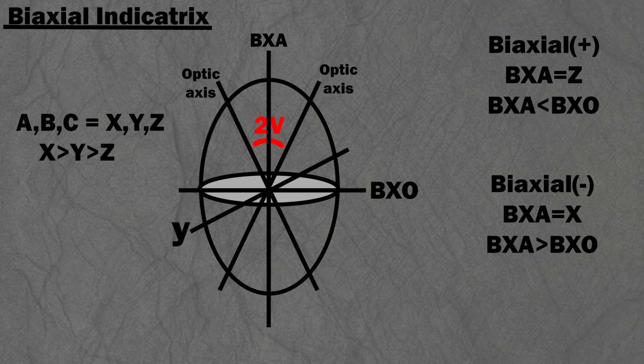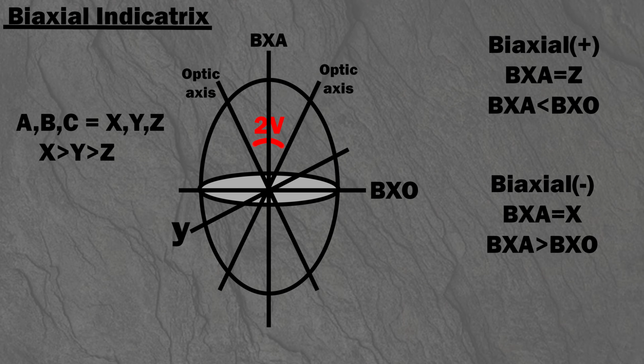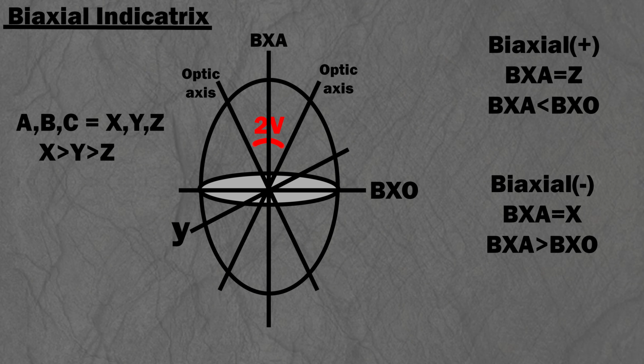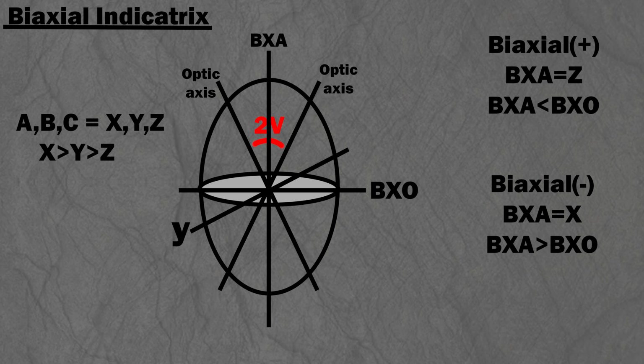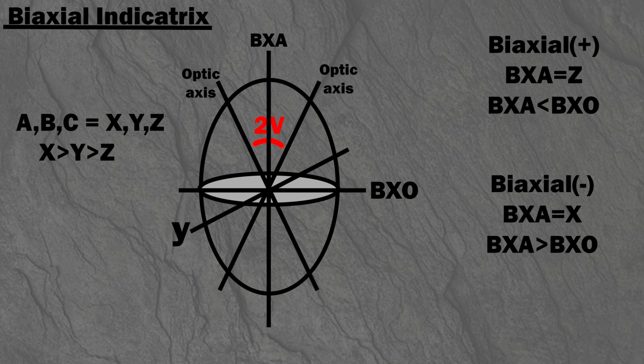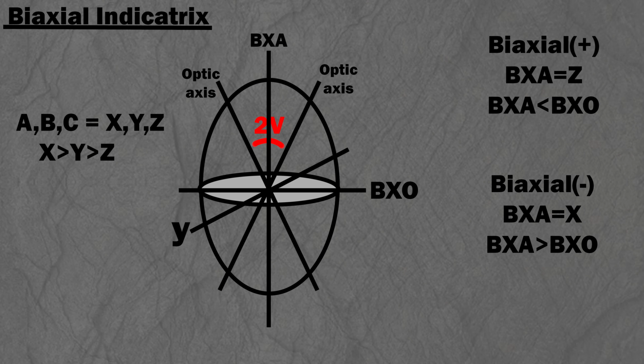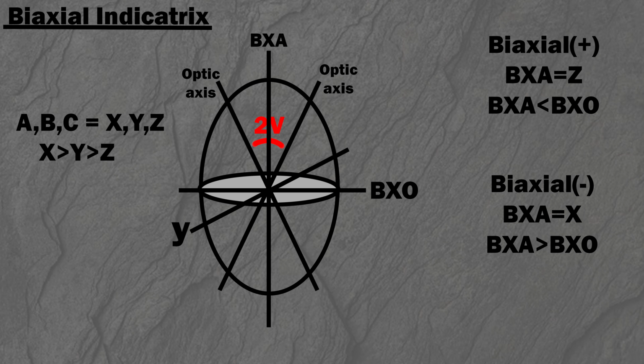The biaxial indicatrix is quite different, as it has two optic axes that intersect in the middle, while the BXA, or acute bisectrix, and the BXO, or obtuse bisectrix, bisect the two angles created by the two optic axes. The three crystallographic axes, A, B, and C, can all be equal to one of the three vibration directions of X, Y, and Z. X is the fastest of the three, while Z is the slowest.